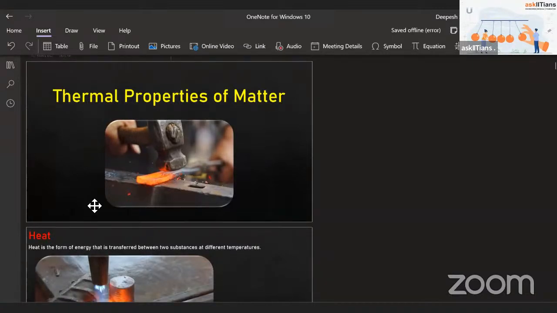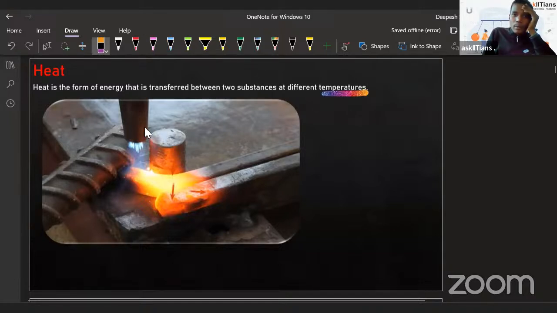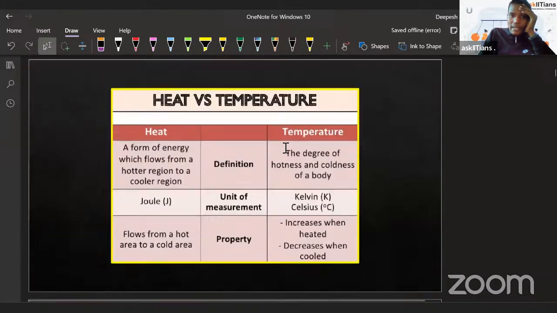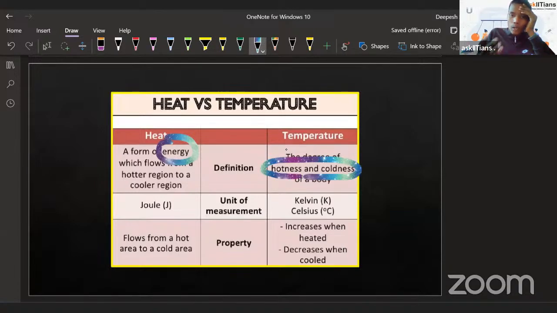In thermal properties of matter, we will start off with a very easy concept, which is of course heat. So what is heat? It is basically a form of energy which can be transferred from one place to another depending upon the temperature. So keep it in mind. There is a very small difference, but very important difference between heat and temperature. That heat is simply energy, whereas temperature is a degree of hotness and coldness. Basically, how hot or how cold a body is, that is temperature, whereas heat is what?